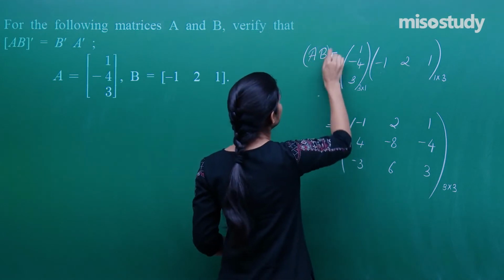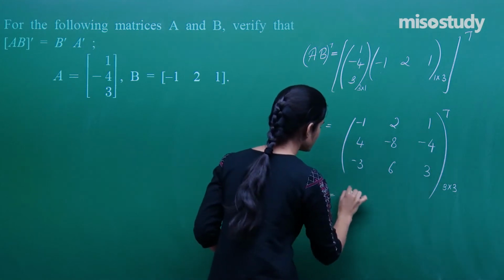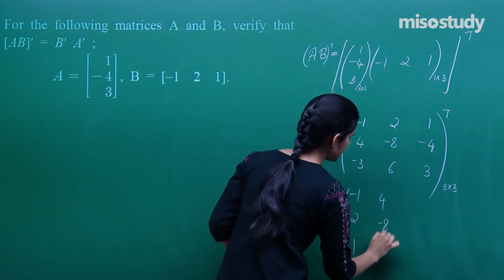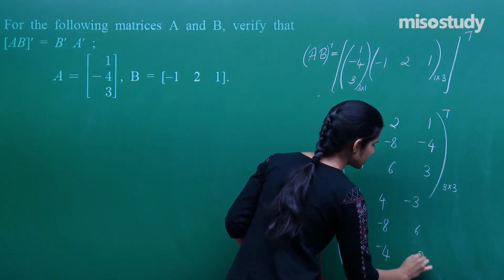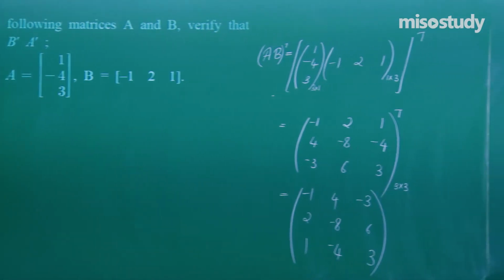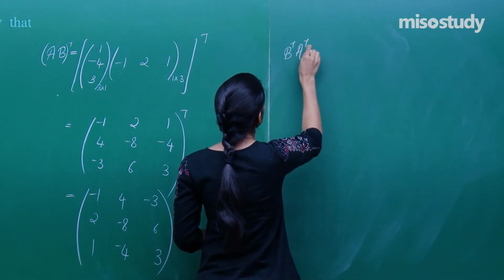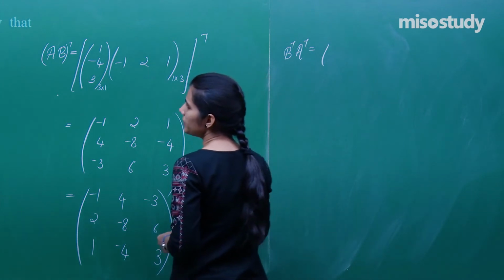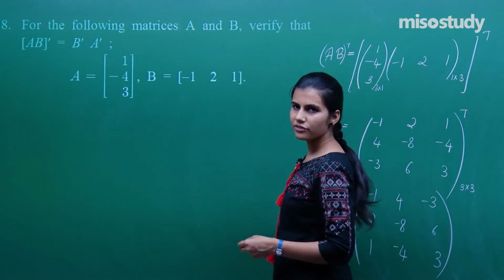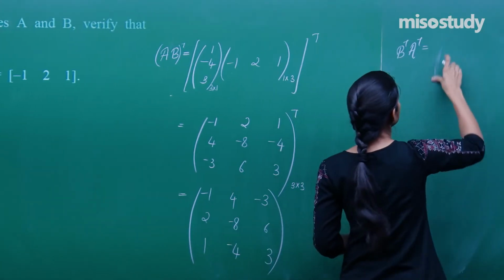And what will be (AB) transpose? Transpose will be minus 1, 2, 1, 4, minus 8, minus 4, minus 3, 6, 3. This is (AB) transpose, equal to B transpose into A transpose. So B transpose into A transpose. B transpose is what? B is a 1 cross 3 matrix, so its transpose will be what? This row is going to become the column minus 1, 2, 1.